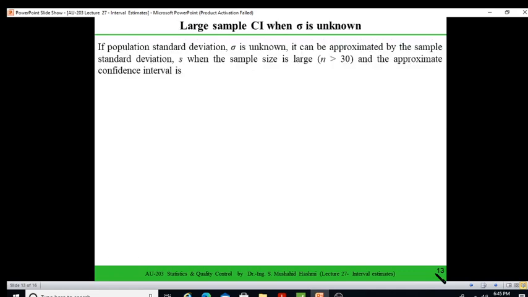Okay, now let's go into the second case, in which your population standard deviation is unknown, but your sample size is greater than 30. So what we can do is estimate the confidence interval just using this formula, in which instead of population standard deviation, you have the sample standard deviation. In general, the confidence interval is a point estimator, which is the sample mean here, plus or minus the critical value, which is Z alpha by 2, times the standard error, which is S over root n.